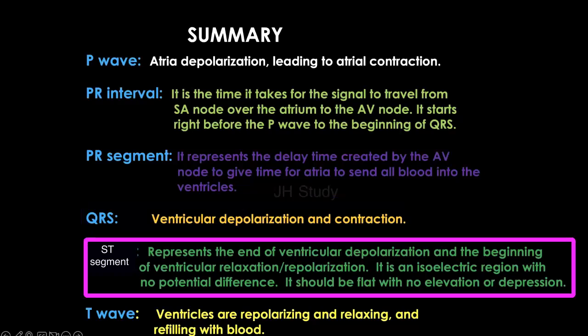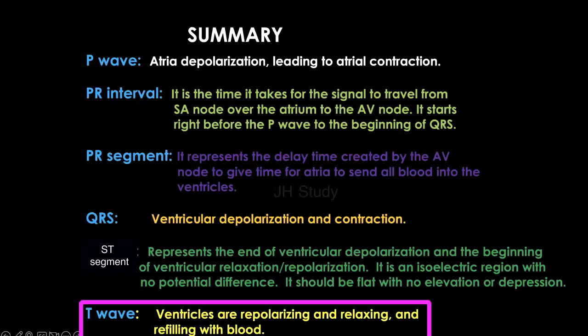The ST segment represents the end of ventricular depolarization and the beginning of ventricular relaxation, or repolarization. It is an isoelectric region with no potential difference. It should be flat with no elevation or depression. The T wave represents ventricular repolarization and relaxation.